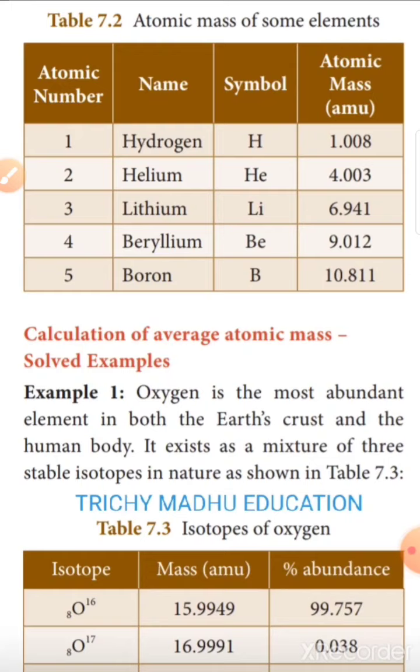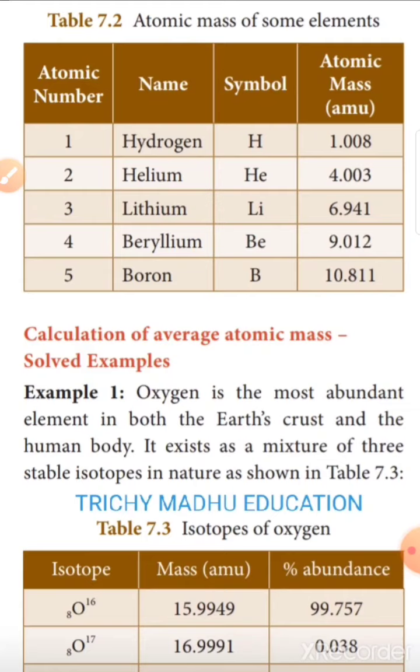One example is given. Now we are going to see the isotopes of oxygen. Oxygen-16, oxygen-17, oxygen-18. These are all the isotopes of oxygen.